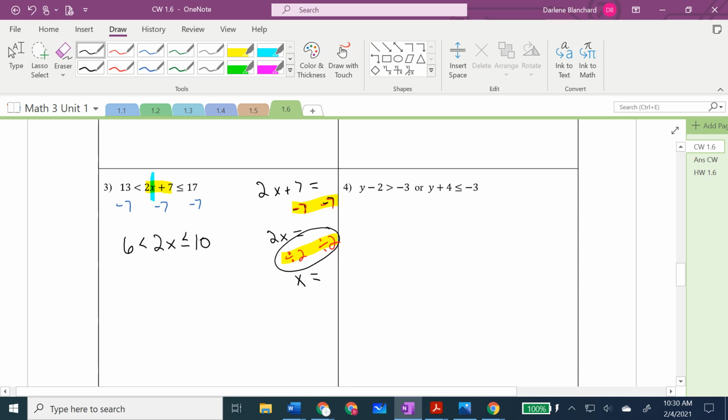Then divide by 2. Now I'm dividing by a positive number, so I don't have to worry about switching the direction of the inequality. If this was a negative number, both inequalities would completely switch over.